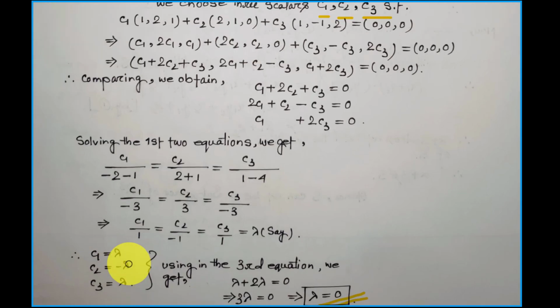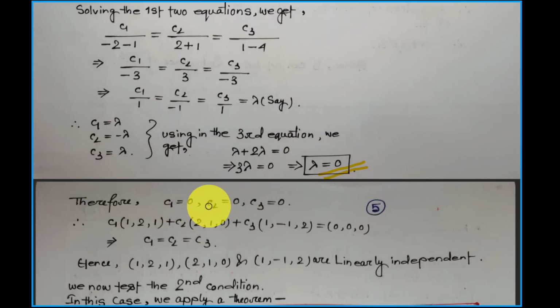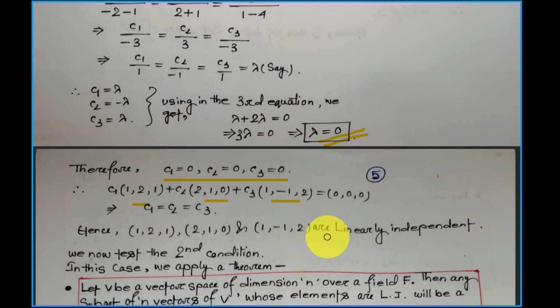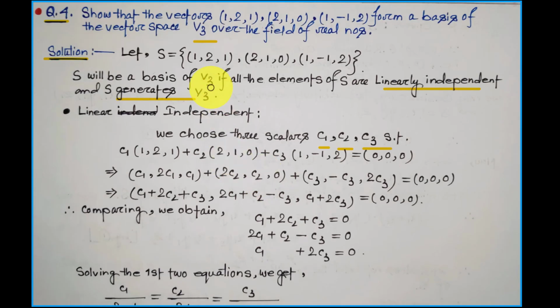So if lambda equals 0, then C1 will be 0, C2 will be 0, C3 will be 0. So we can say C1 into (1, 2, 1) plus C2 into (2, 1, 0) plus C3 into (1, minus 1, 2) equals (0, 0, 0) implies C1 equals 0, C2 equals 0, C3 equals 0. So this is the condition that the elements (1, 2, 1), (2, 1, 0), (1, minus 1, 2) are linearly independent. So our first condition is achieved. Now we have to deal with the second condition. But we already know that the dimension of the vector space is 3.